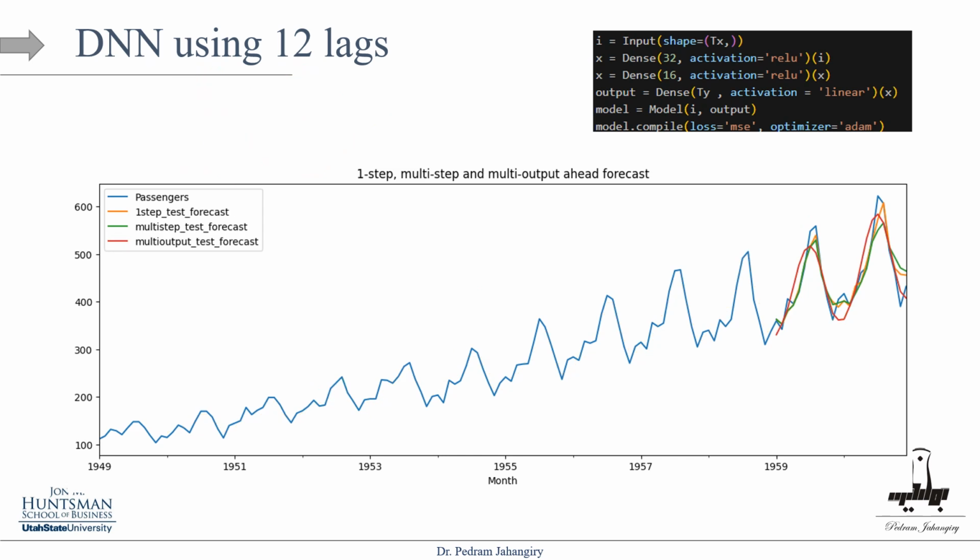Okay, so it seems that this new feature set using 12 lags is doing a lot better job for multi-step ahead and multi-output ahead. Because remember, with using 2 lags, the multi-step ahead was something like this, multi-output ahead was something like this. So here, the green line and red lines are a lot closer to the blue line, which is the actual observations in the test set. So are we excited? I don't know.